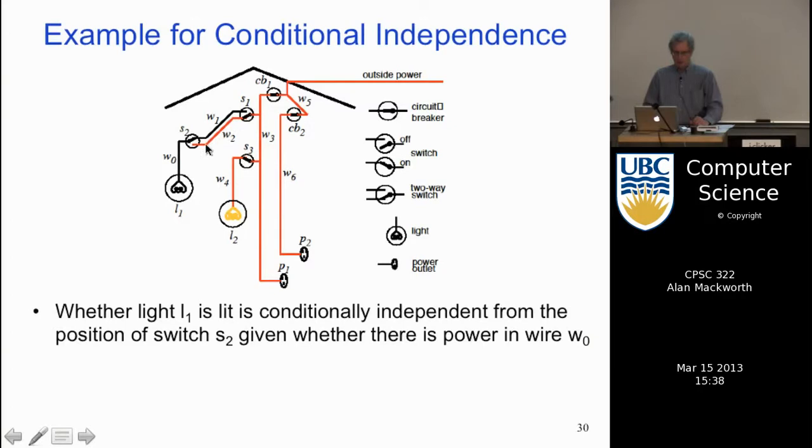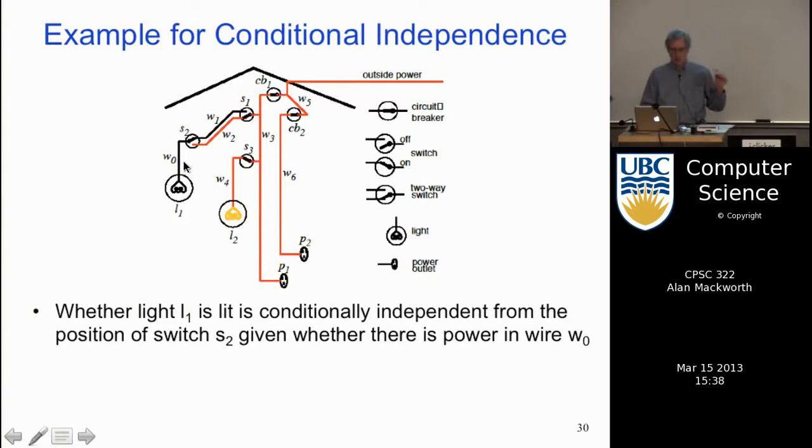And the question is, if I am interested in whether or not this light is lit, it's conditionally independent from the position of switch S2, given that there is power in wire 0. In other words, if I tell you wire 0 is hot, okay, there's power there, you know everything you need to know about that light, because the switch is further back in the causality chain.